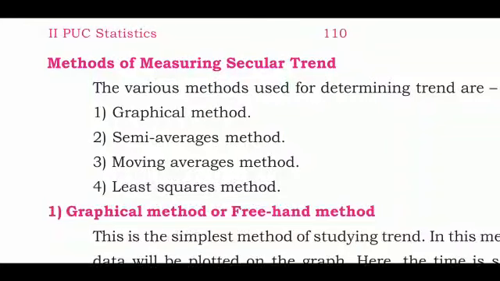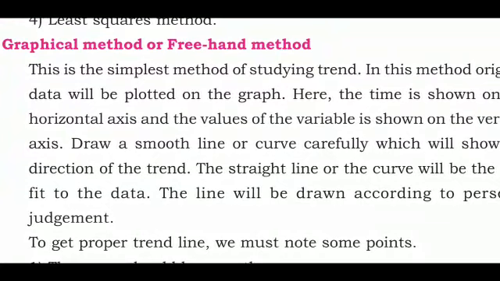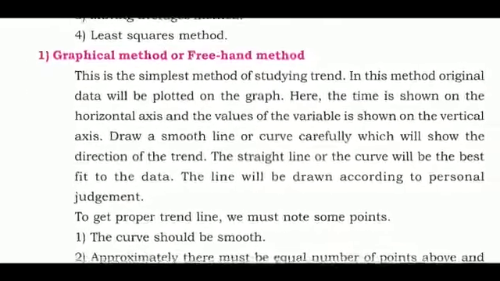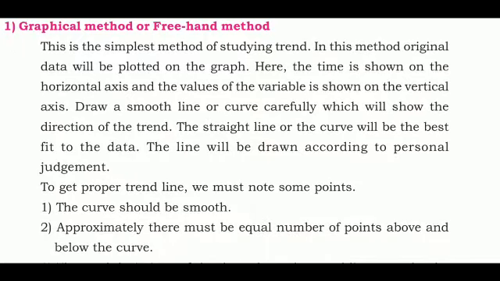The first method is the graphical method, which we also call the freehand method. This is the simplest method of studying trend. Here, what do we do? Time is shown on the horizontal axis and values of the variable are shown on the vertical axis. Horizontal axis means x-axis and vertical means y-axis. You only have to plot the points with respect to time and value, and then plot a curve, however it comes. Then you will be joining the points in between.